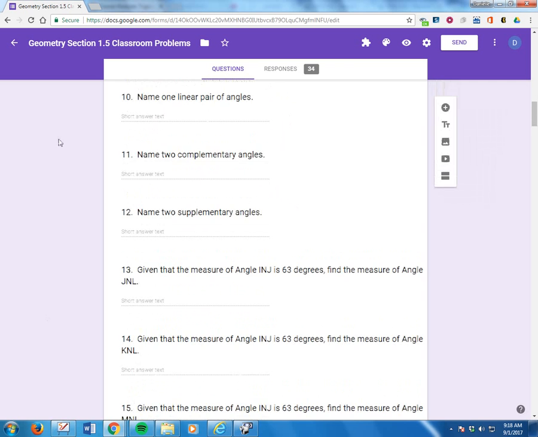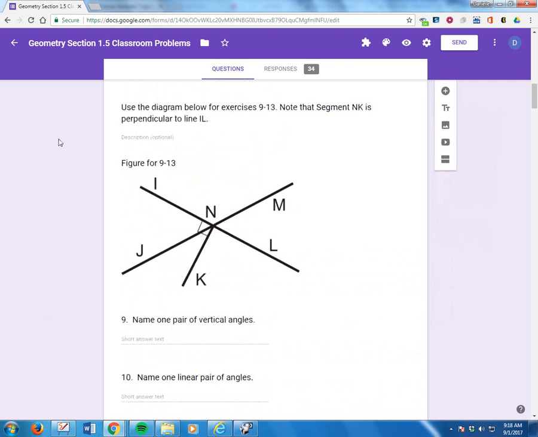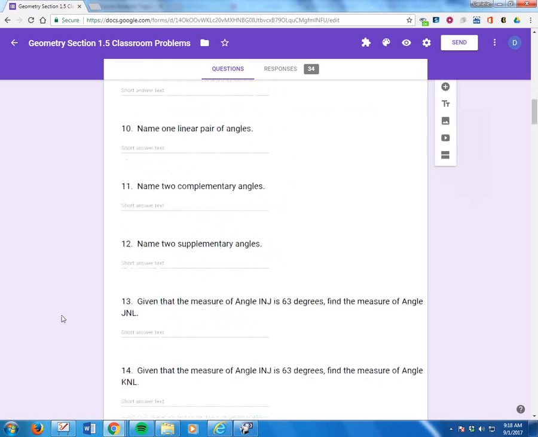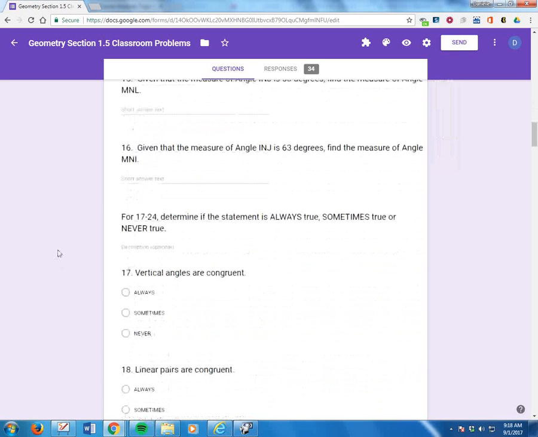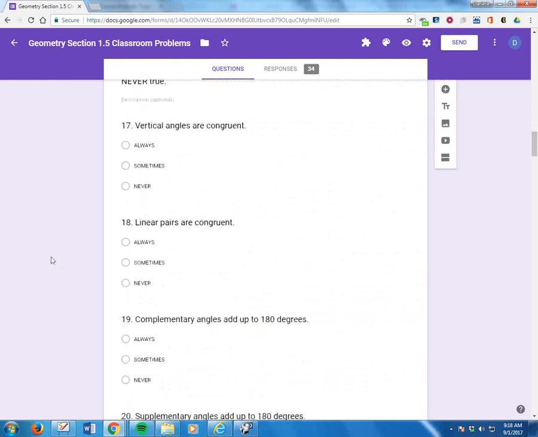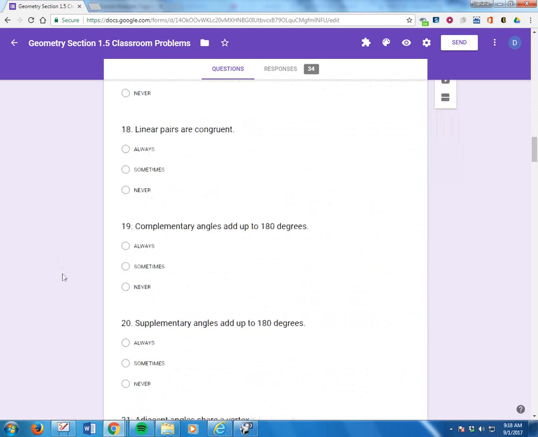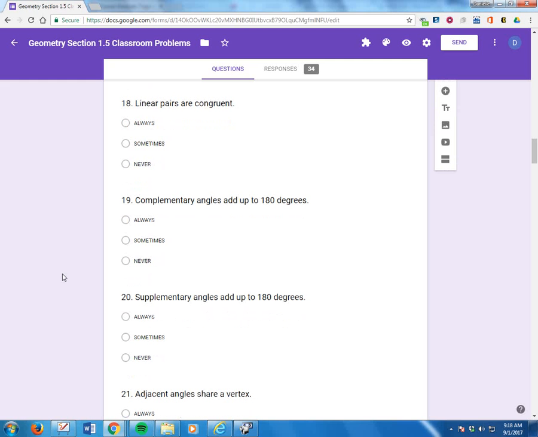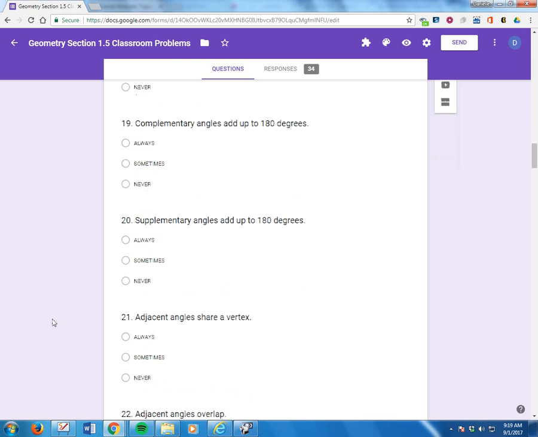Two complementary. Those two, because they add up to 90. Are we good with these? Vertical angles are always congruent. Linear pairs are sometimes congruent. Complementary angles do not add up to 180, they add up to 90. Supplementary add up to 180.